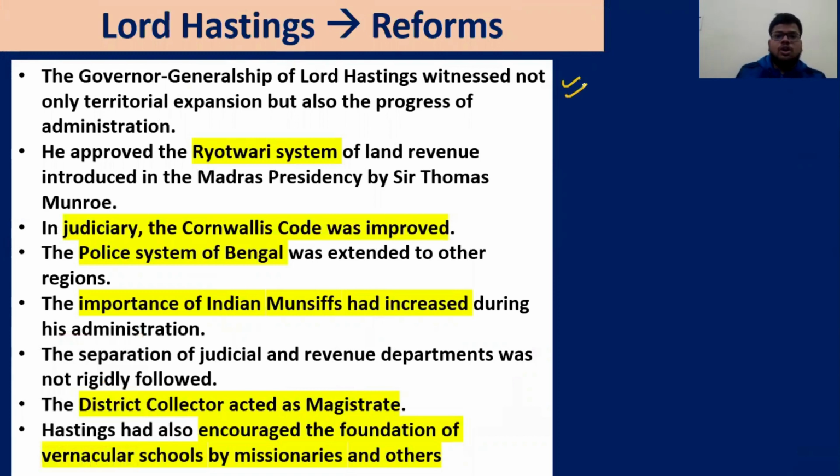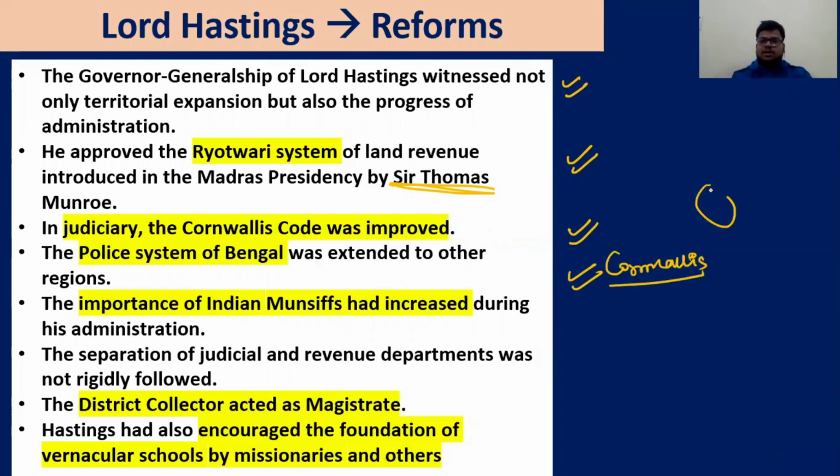If you talk about the reforms of Lord Hastings, some of these are repetitive. Firstly, he witnessed not only territorial expansion, but also the progress of the administration. He approved the Rayatwari system in the Madras presidency under Thomas Munro. Third, the judiciary Cornwallis Code was improved. The police system of Bengal, which started in the times of Cornwallis, was extended to other regions, with the Daroga put in charge. The importance of the Indian Munsif increased during his administration.